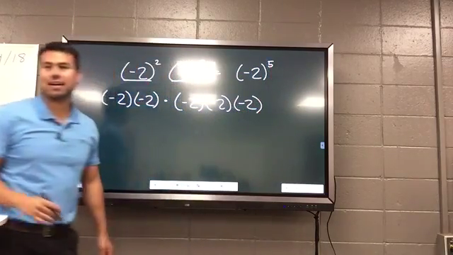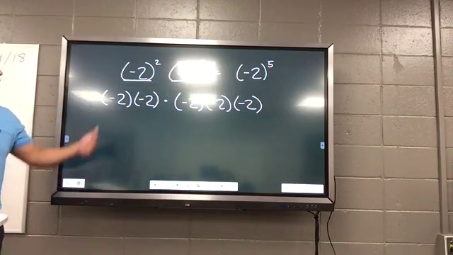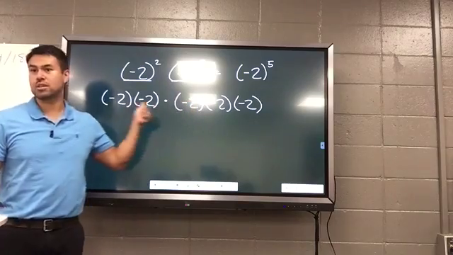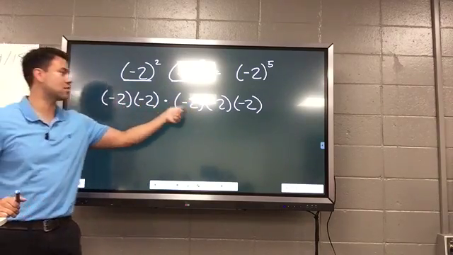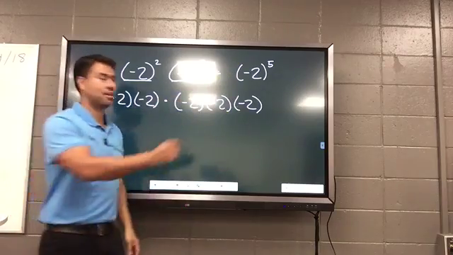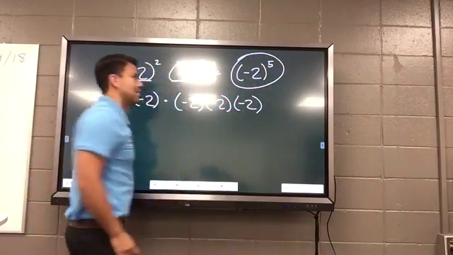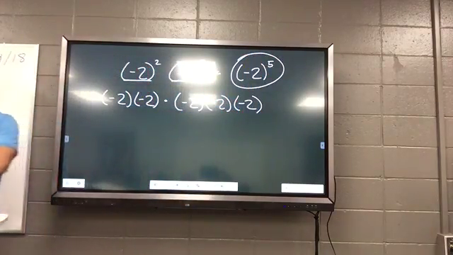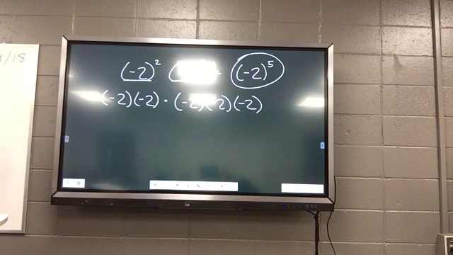Okay, negative 2 to the fifth power. Wait, how'd you get that 5? 5 negative 2s. Okay, how many times is negative 2 used as a factor? 5 times. So that's it. That is the exponential form. Pretty easy, right? Yes, sir? How would it not be positive 4 to the 5th?